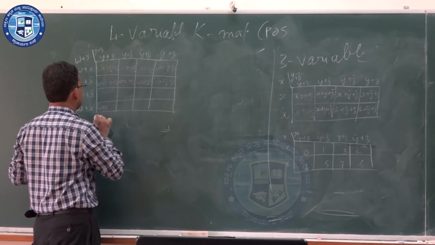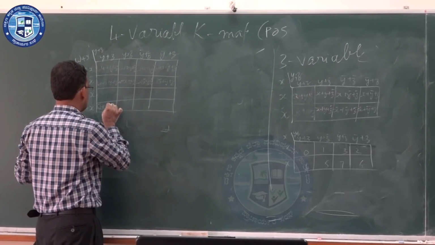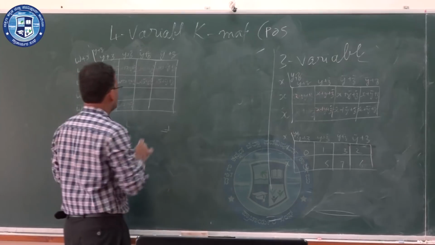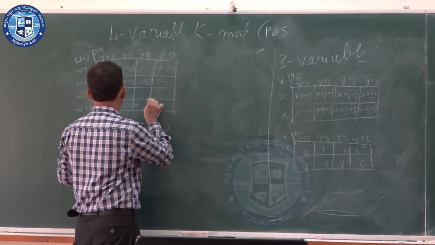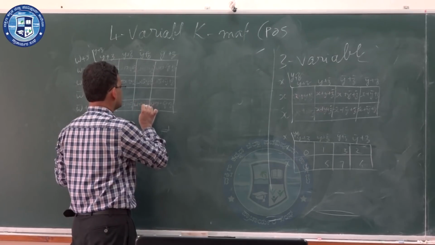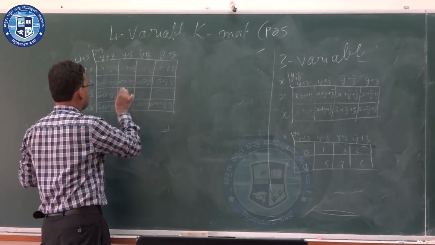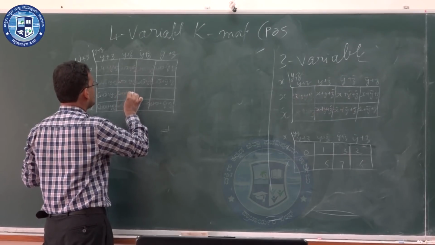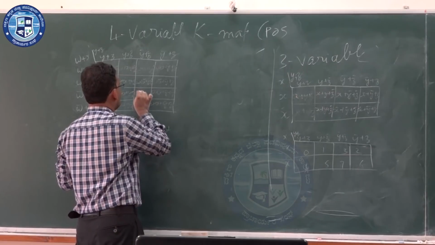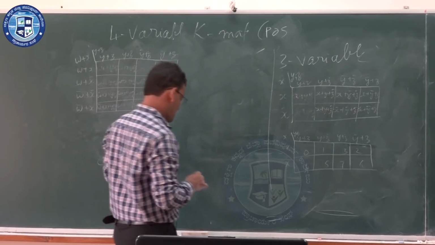W plus x, z, bar plus y plus z, w bar plus x bar plus y plus z bar, w bar plus x bar plus y bar plus z and w bar plus x bar plus y bar plus z bar. So, this is a 4 variable K map for POS.